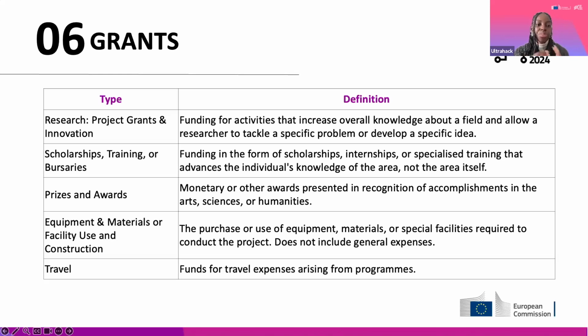Prizes and awards, monetary or other awards presented in recognition of accomplishments in the arts, science, or humanities. Equipment and material or facility use and construction. And this one is like the purchase or use of equipment, materials, or special facilities required to conduct the project. Does not include the general expenses. Last but not least, we have the travels as funds for travel expenses arising from the program. Well, this was not the last. We actually have a bit more.